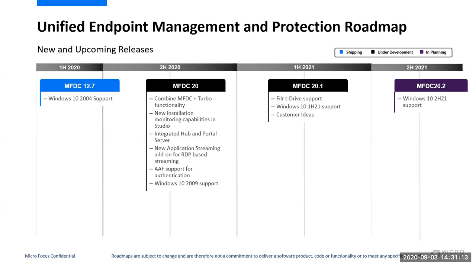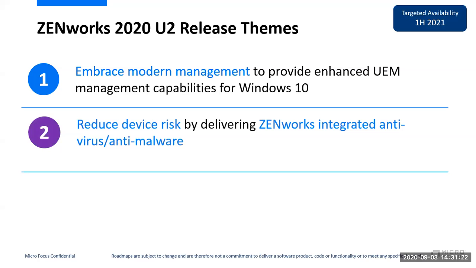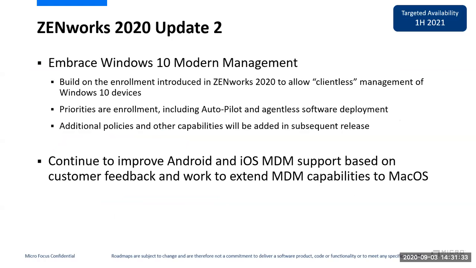Okay, moving on. So Update 2, I've mentioned already. It's the updated Windows 10 management capability, it's integrated anti-malware, and it's the transition to the Genus architecture, the new Docker-based architecture that we have. Windows 10 management allows you to enroll your Windows 10 device automatically, and you can enroll that through Autopilot, and the Autopilot enrollment will then automatically push down the agent to the device, if you've got that configured as such.